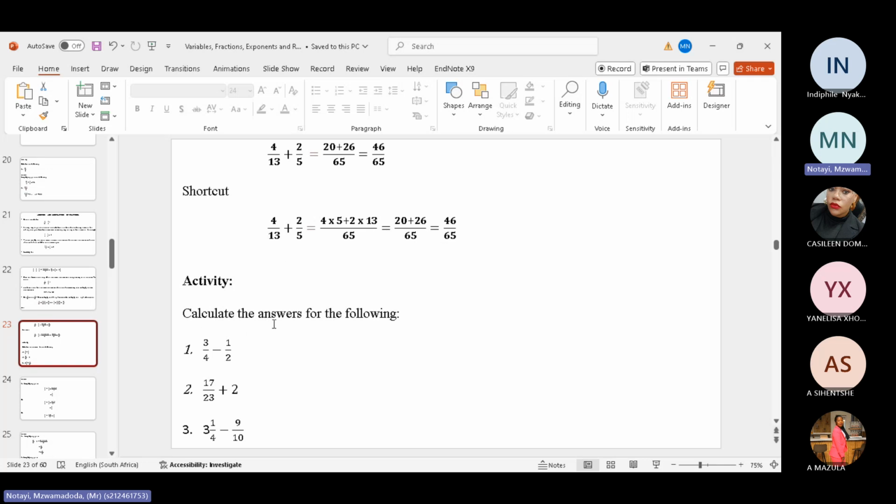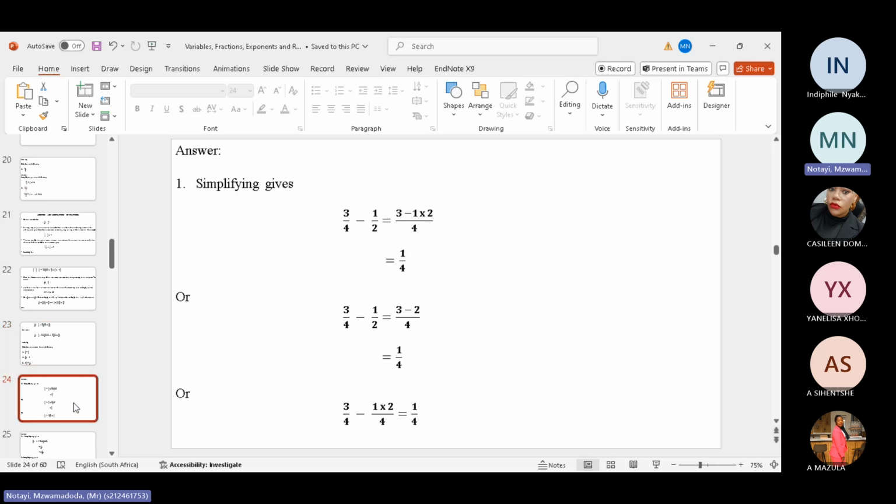Okay, let's look at the activity that is given. Calculate the answers for the following. We have 3 over 4 minus 1 over 2. So we have different denominators. So we have to make them have the common denominator. Make them have the same denominator.